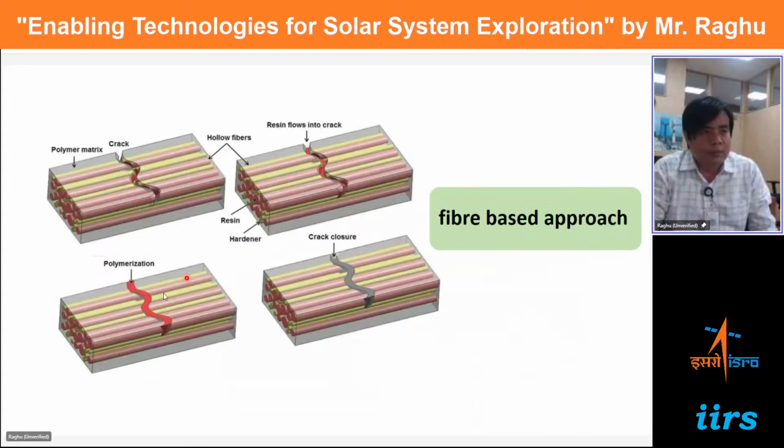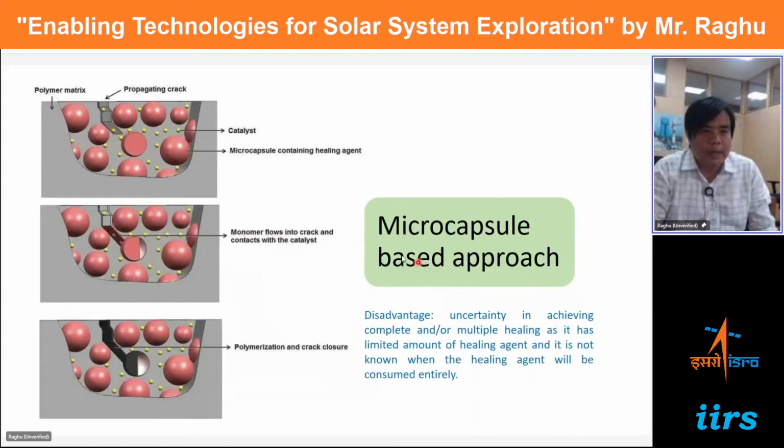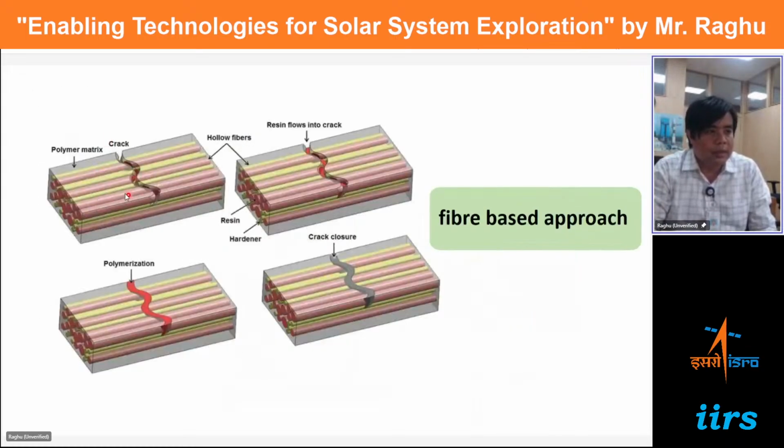Another is a fiber-based approach. Like here, the microcapsule is spherical in shape, but here it will be like a tubular kind of thing. Inside, there will be two different sets of tubes. In one tube, resin will be filled. In another, hardener will be filled. When the crack happens, the resin will flow to the crack. Then polymerization will take place and the crack will be closed.